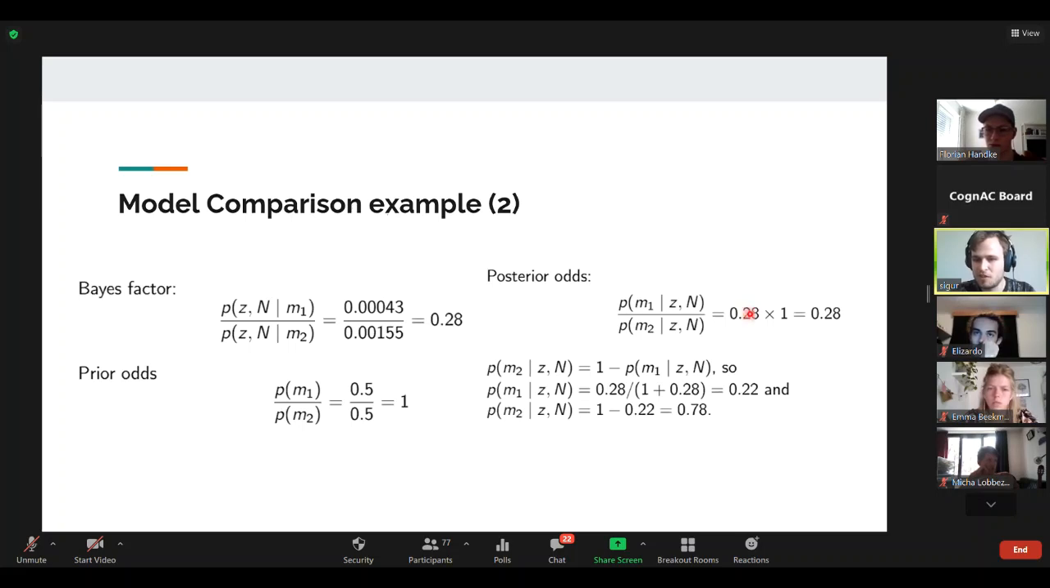Is that clear, my explanation? Let's see in the chat. Oh, there are some questions on convergence. I didn't follow the last step.